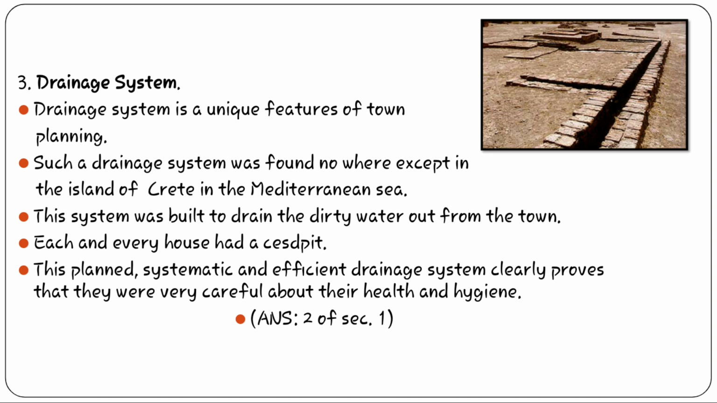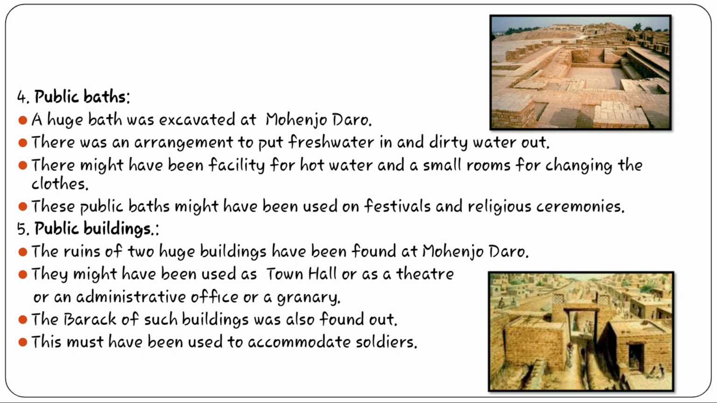This is answer number 2, section 1. One question already we have discussed about the roadways, and second one is drainage system. Clear? Next one is the public bath. A huge bath was excavated at Mohenjo-daro. There was an arrangement to put fresh water in and dirty water out. गंदा पानी बाहर फेंकने का है और अच्छा पानी अंदर डालने के लिए बहुत अच्छा अरेंजमेंट उनके पास था.